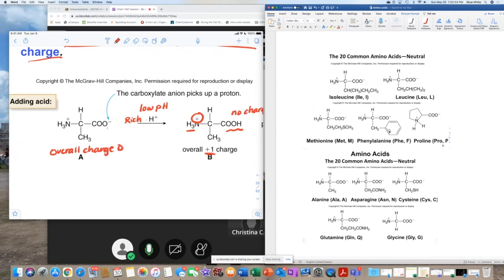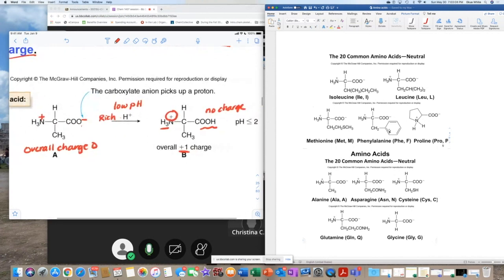Okay, that was not mentioned here, but I'm mentioning it right now. The overall charge was 0 because we had one negative charge and one positive charge, and they neutralized each other. But now one side has been neutralized by the environment, the other side remains positive, so now the overall charge is positive. You want to be aware of that.